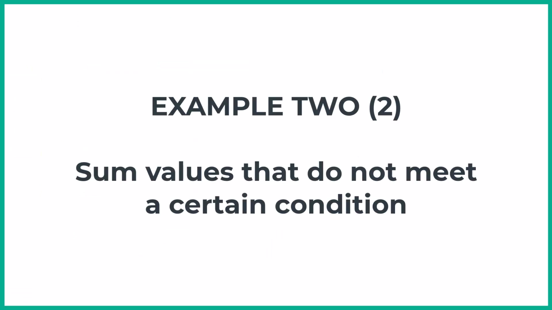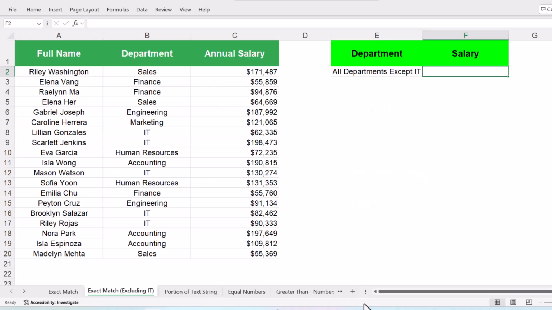For our next example, we'll explore how to use the SUMIF function to sum values that do not meet a specific condition, essentially, how to include everything except a certain criterion. Let's consider the same dataset as before, which lists employee names, departments, and their salaries. This time, our goal is to calculate the total salary of employees who are not in the IT department.